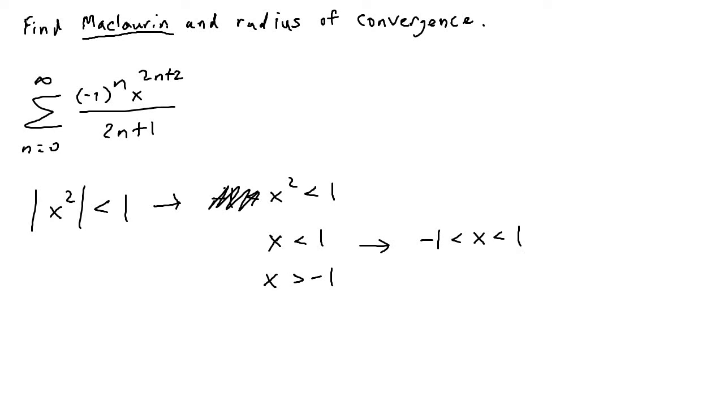And so the radius is just the distance from the center to one of these endpoints, and the center is basically the midpoint between the endpoints, and the midpoint of negative 1 and 1 is obviously 0. So if the center is 0, then the radius is the distance from the center to one of the endpoints, and we don't have to worry about whether it's negative 1 or 1, because the radius is always positive. So let's just pick 1. The distance between 0 and 1 is obviously 1. So the radius is equal to 1. So that is the radius of convergence along with the Maclaurin series.